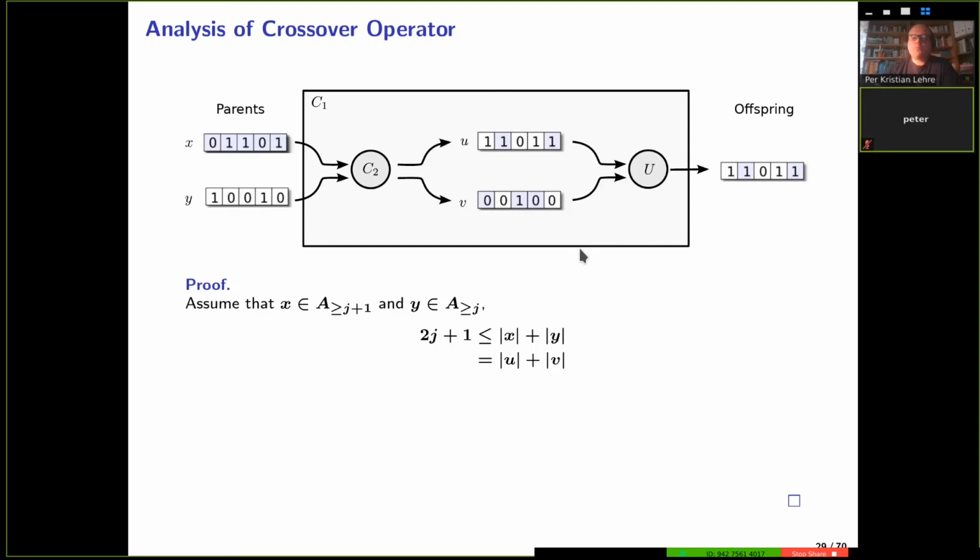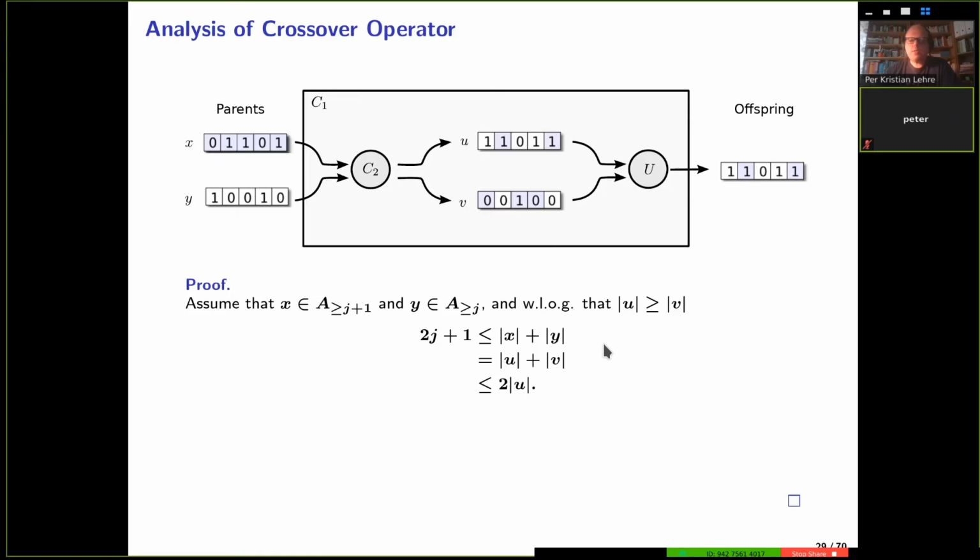What we have now is that the number of 1 bits in x plus the number of 1 bits in y must equal the number of 1 bits in u plus the number of 1 bits in v. So no bits are lost in this process.